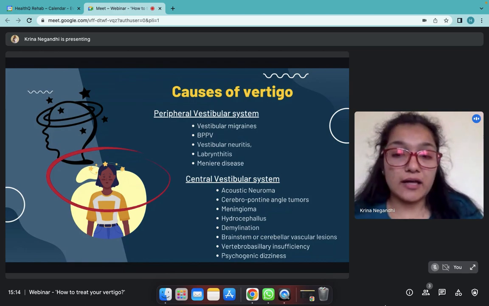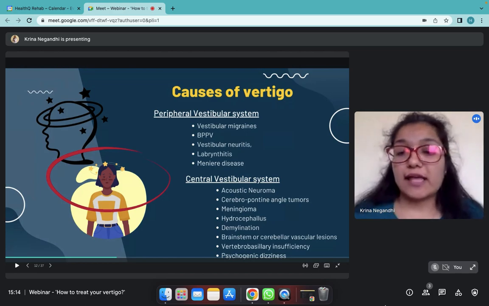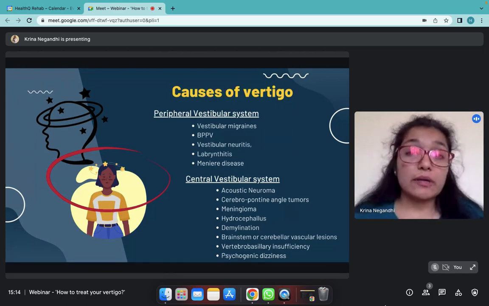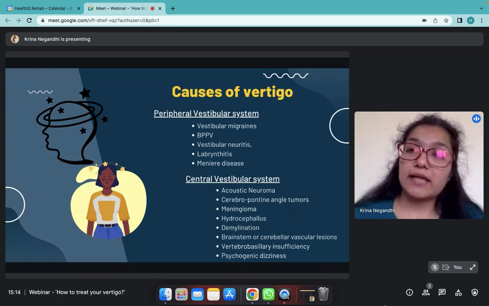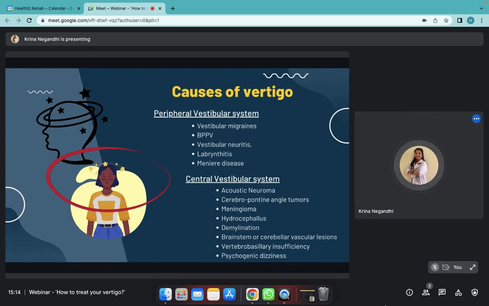The central causes are acoustic neuroma, CP angle tumor, hydrocephalus, demyelination, vertebrobasilar insufficiency, and psychogenic disease, out of which the peripheral causes are more common than the central causes. Also, the peripheral causes have a good prognosis compared to the central causes. Also, I can suggest, according to the evidence, that migraine, BPPV, and labyrinthitis with neuritis are the common causes in the peripheral vestibular system.